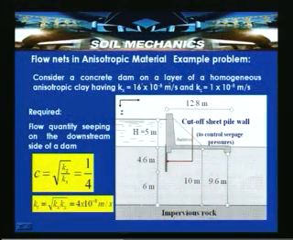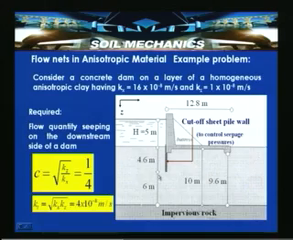So, consider a concrete dam on a layer of homogeneous anisotropic clay having Kx equal to 16 into 10 to the power of minus 8 meter per second, and Kz equal to 1 into 10 to the power of minus 8 meter per second. So, x is the horizontal direction and z is the vertical direction. The length from here to here is 12.8 meters, and 5 meters is the head available on the upstream side, the depth of the cutoff sheet pile wall is 4.6 meters, and the tip is 6 meters above the impervious rock under consideration. From the flow net, what we require is the flow quantity seeping on the downstream side of the dam, that is, seeping through the soil.